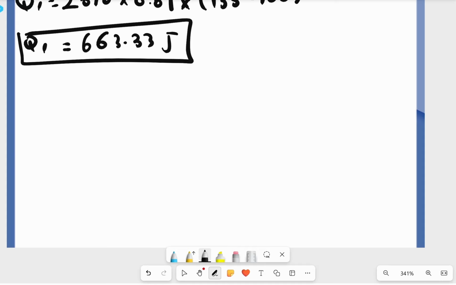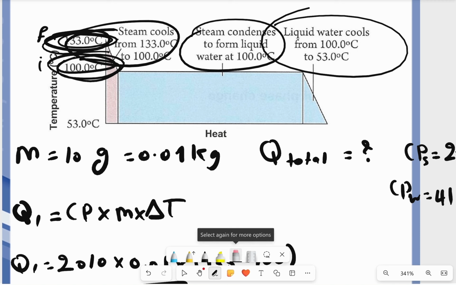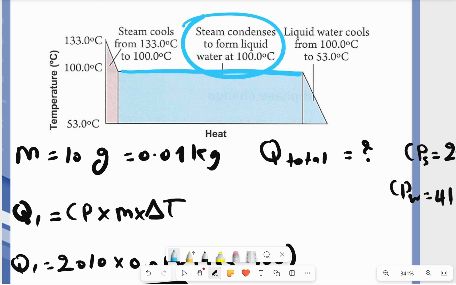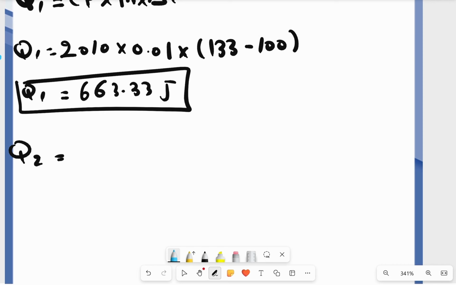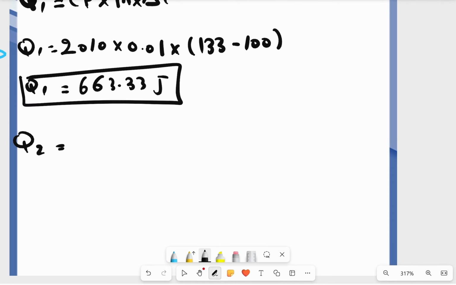Then we have Q2. As you see here, this is 100 Celsius, it's a straight line. There is no change in temperature as steam condenses to form liquid. At 100 Celsius, there is no change in the temperature. So you might have guessed what equation we're going to use. We're going to use latent heat of vaporization, because this is gas to liquid.